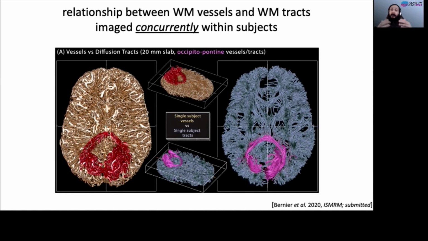So with this, we were able to examine the relationship between white matter vessels and white matter tracts imaged concurrently within subjects. So here is an example comparing Mike's vascular segmentation with the tractography estimate for the occipito-pontine tract, where we can see a decent correspondence between vessel and tract geometry.